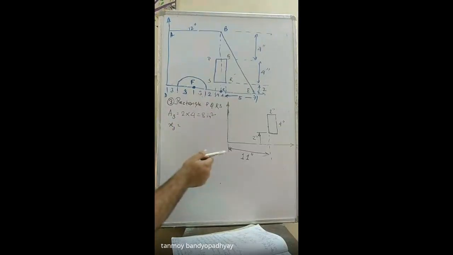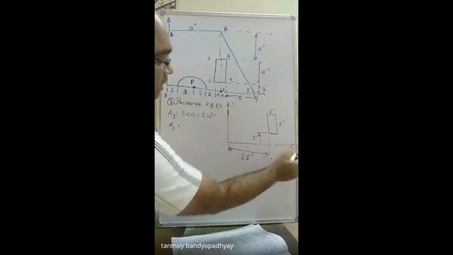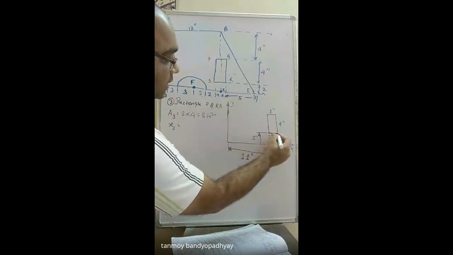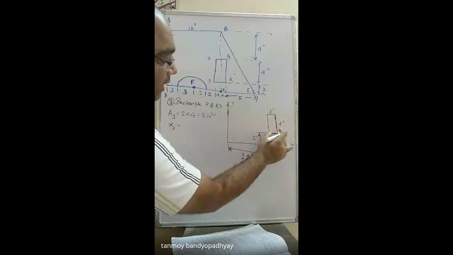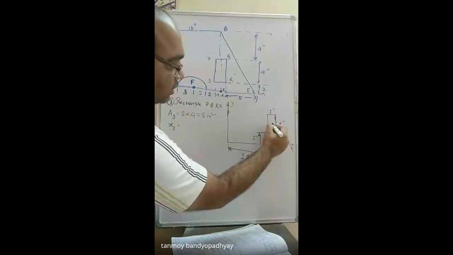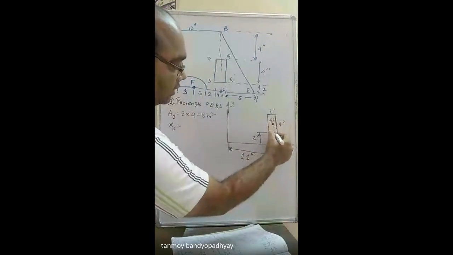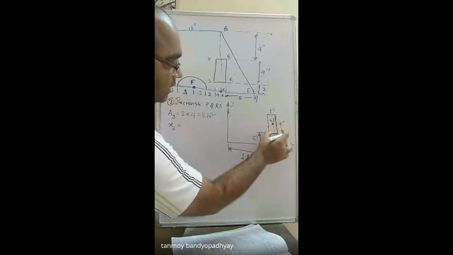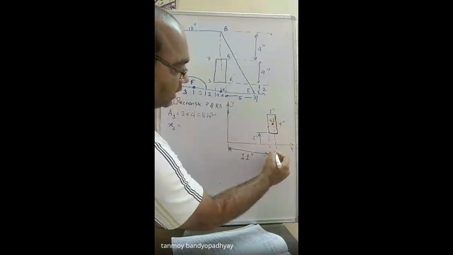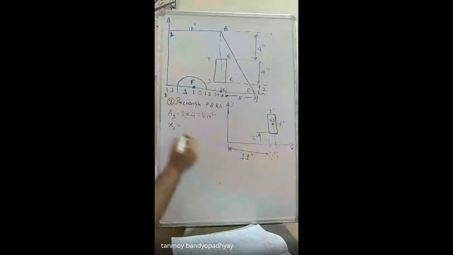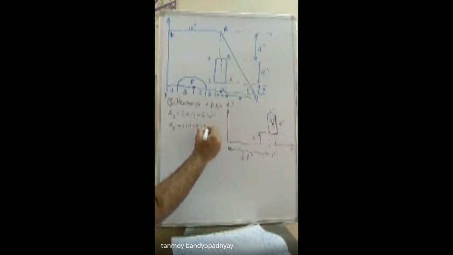This is y, this is x. So x3 will be equal to, I hope you can understand, this is b by 2, the breadth is 2, so the centroid will be here. This is G3, I am calling it. This distance is 2, so this should be 1 inch. So x3 will be equal to 11, the offset, plus 1. So that is equal to 12 inches.